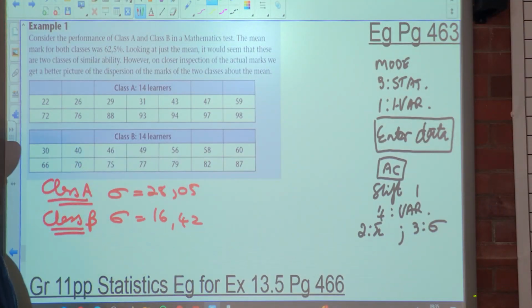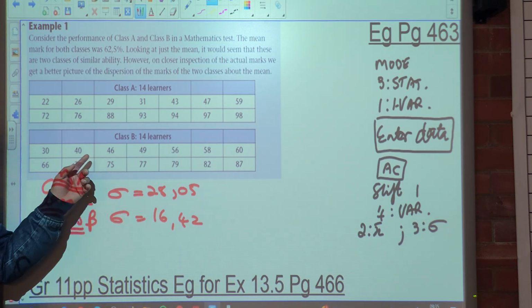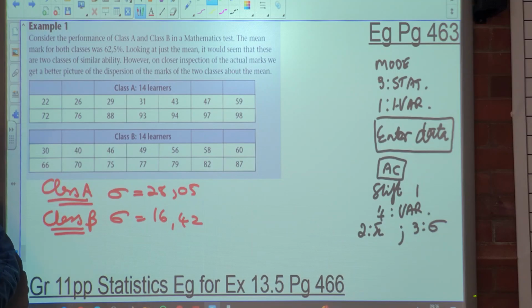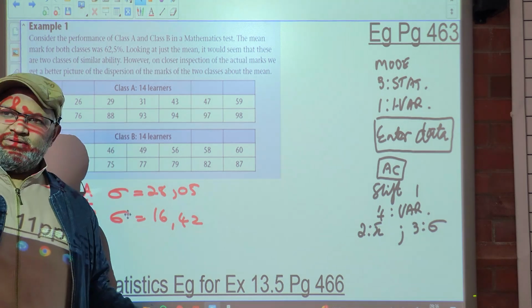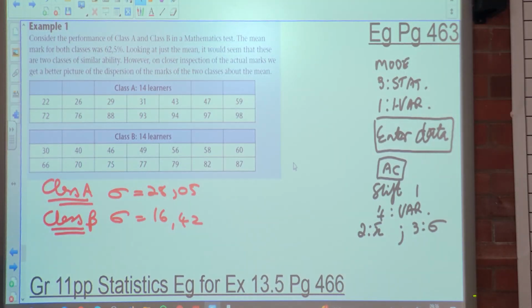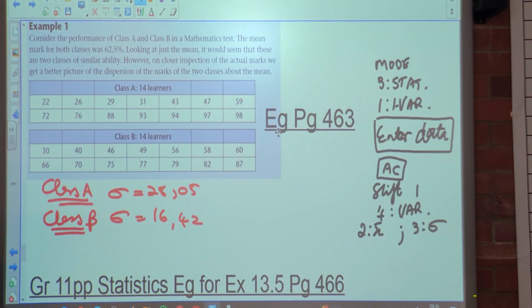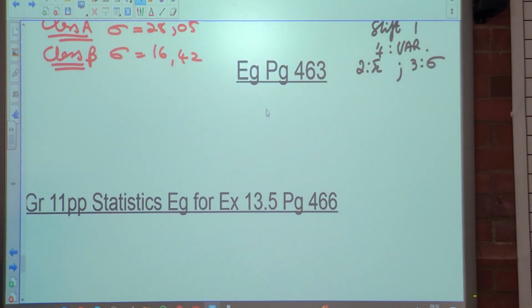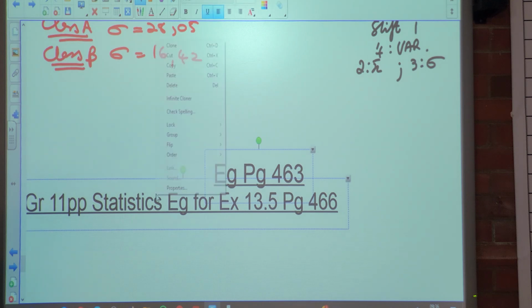So what does that tell us, people? This data is clustered close to each other, in comparison to class A. So it looks like class B is performing better in terms of that average. Well, any confusion there?